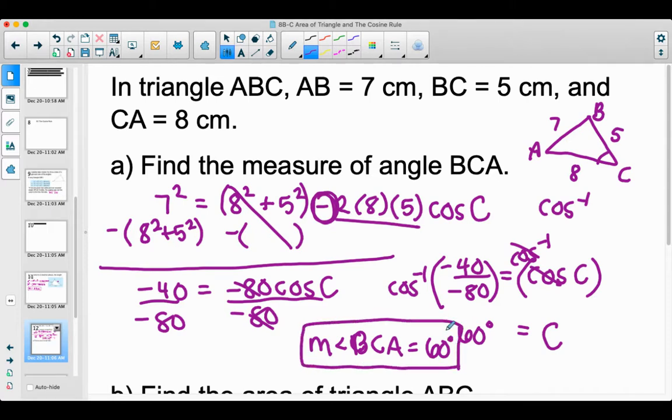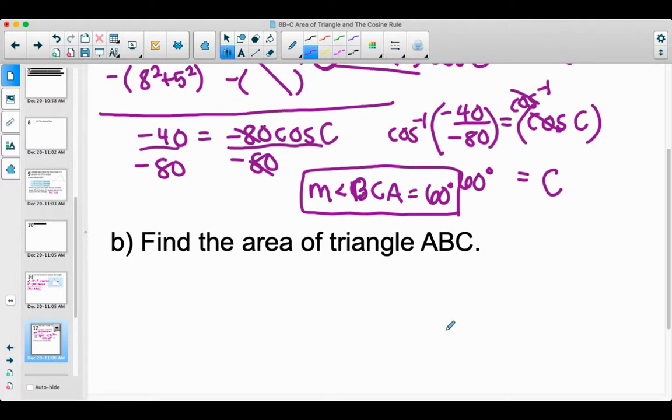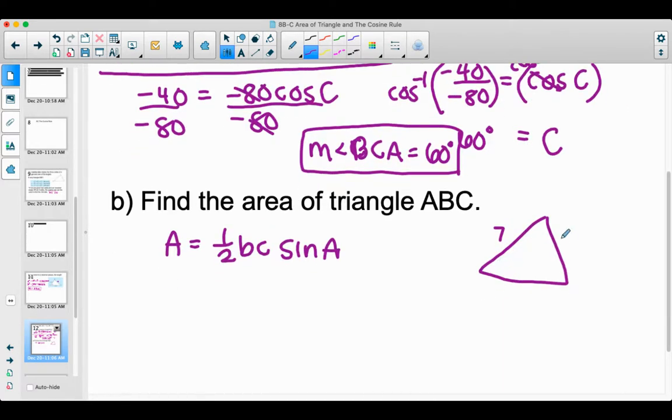Okay, and so now part B says find the area of the triangle. So if you recall, we learned our area formula is 1/2 BC sine of A. And so if we think about that triangle that we have 7, 5, 8, and then we just found that to be 60 degrees. And this area formula has to be side angle side in order for us to use it. And I have side, angle, and a side. And so I can plug that information in and find my area.